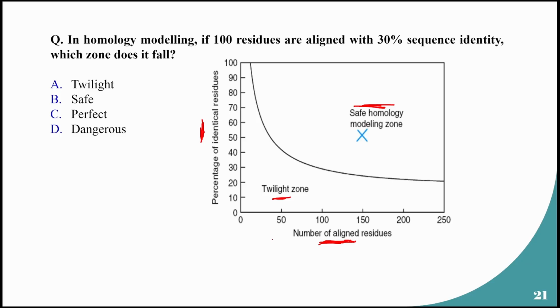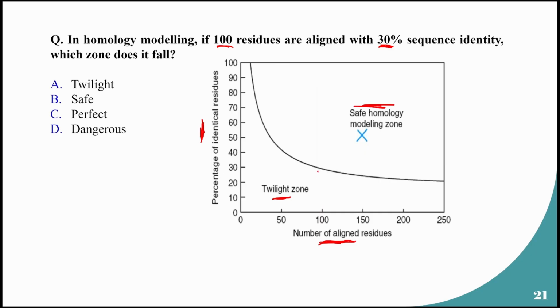Okay, so if you compare the aligned residues with the sequence identity, you can get this sort of plot, and whenever your entire range is falling within the safe homology modeling zone, you can proceed with the homology modeling without any issues, right? So here, for example, it is asking about 100 residues aligned with 30% sequence identity. So 100, if you compare that with 30, it should be somewhere around this.